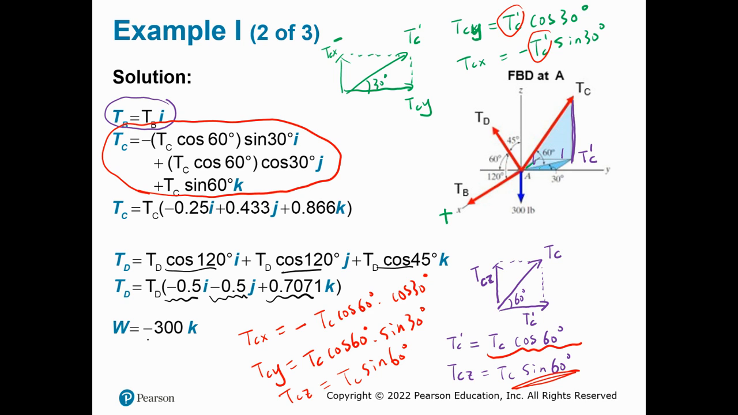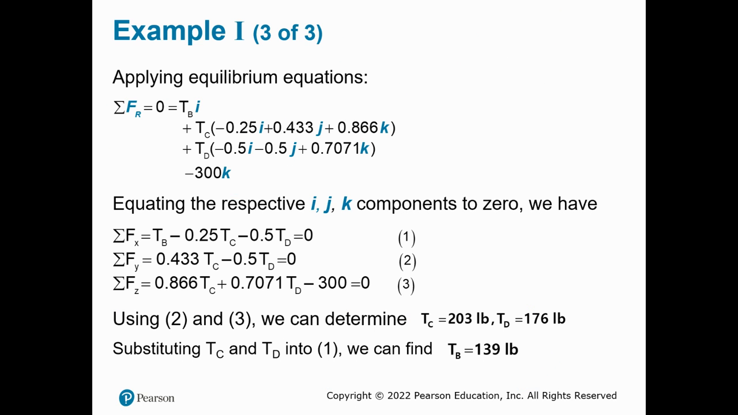Okay. And then the weight is negative 300k, meaning I'm coming down, going the opposite direction of the positive z. So putting that together, I have my IJK. Okay, so what we're doing next is put all the I components together, set that equal to 0, because it's in equilibrium, meaning sigma Fx equal to 0, sigma Fy equal to 0, and sigma Fz equal to 0.